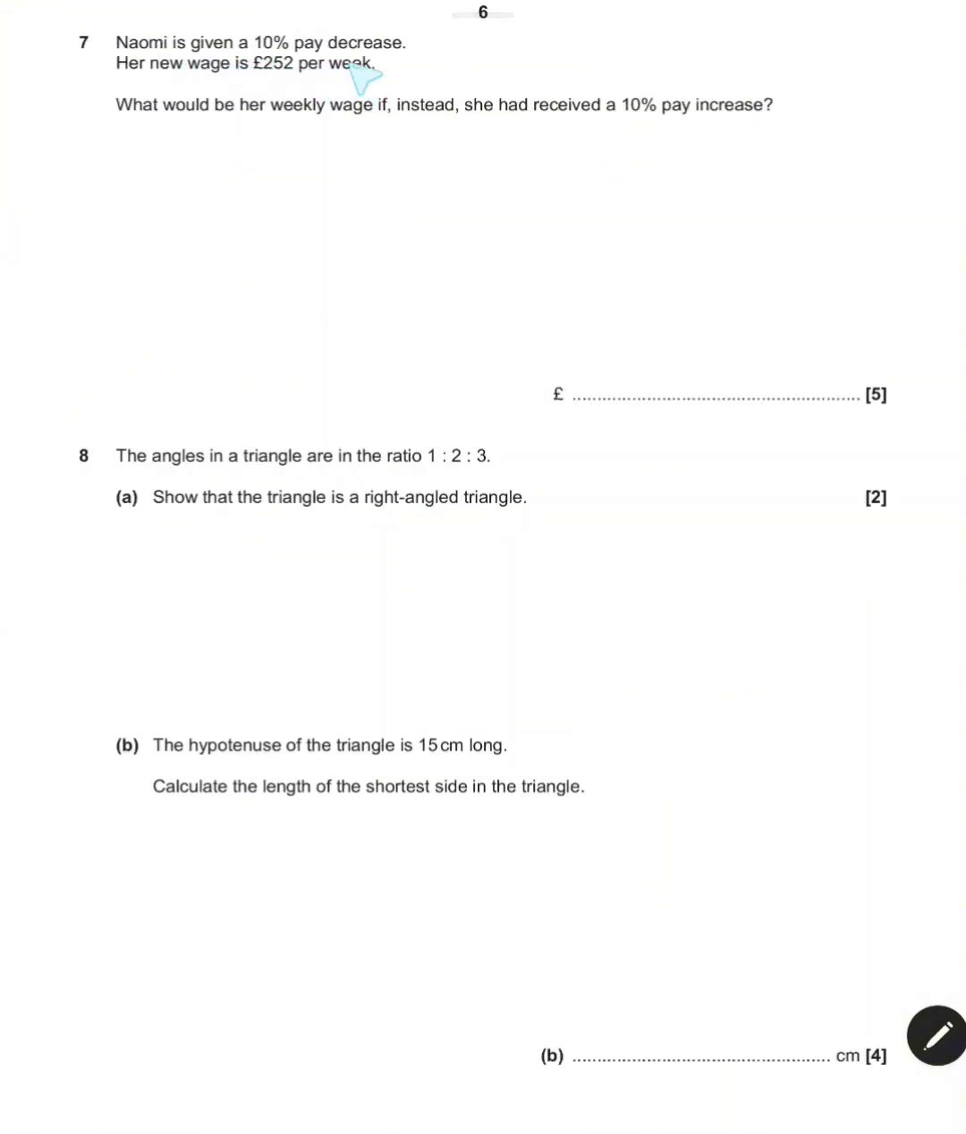Question 7, we've got someone who's been given a 10% decrease, and that's taken their wage to 252. Now, if someone's had a 10% decrease, they start with 100%. They've gone down by 10%, so they're left with 90% of their original wage. So what we want to do is turn this back into the 100%. You cannot just find 10% of this and add it on. It's not how percentages work, okay?